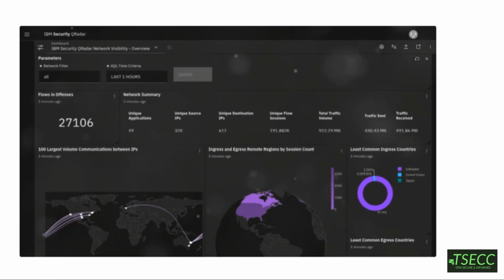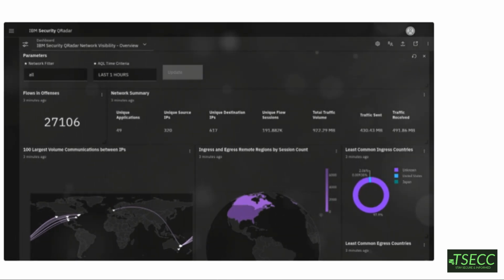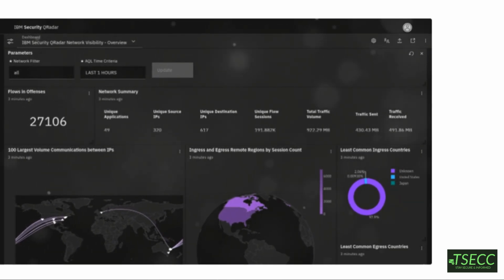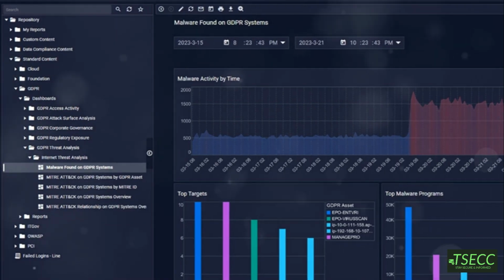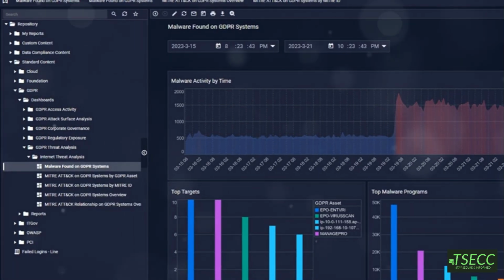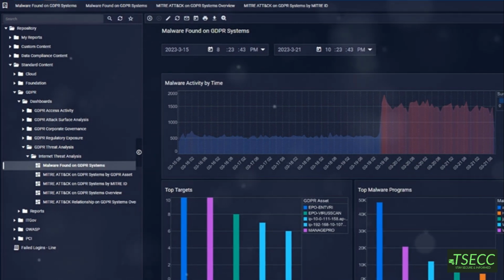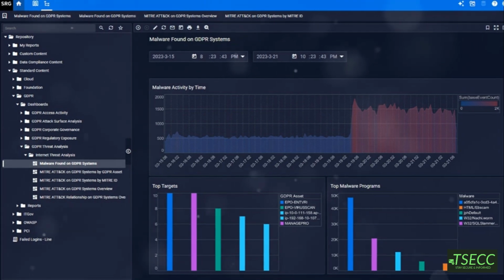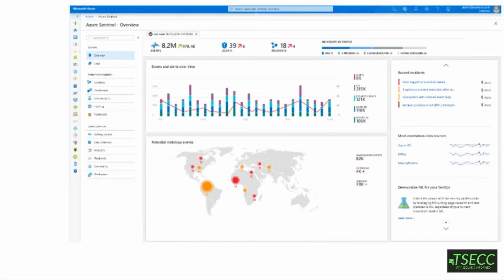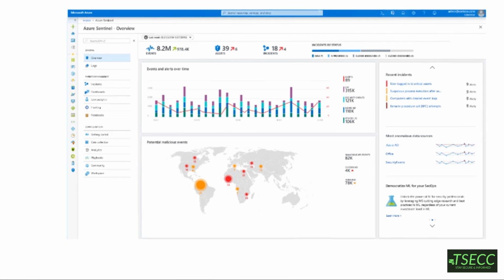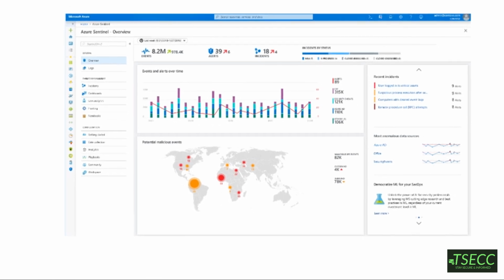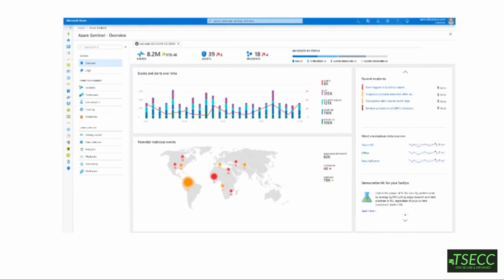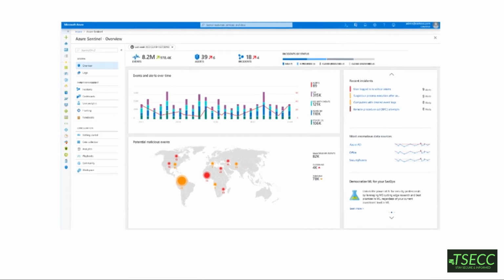Another big name is IBM QRadar. QRadar is great for threat detection and investigation, and it's often praised for its scalability and integration with other IBM security products. And we can't forget ArcSight by Micro Focus. ArcSight is popular for advanced threat detection and compliance features, often used in sectors that need high security standards, like finance and healthcare. Lastly, there's Azure Sentinel, Microsoft's cloud-native SIEM solution.